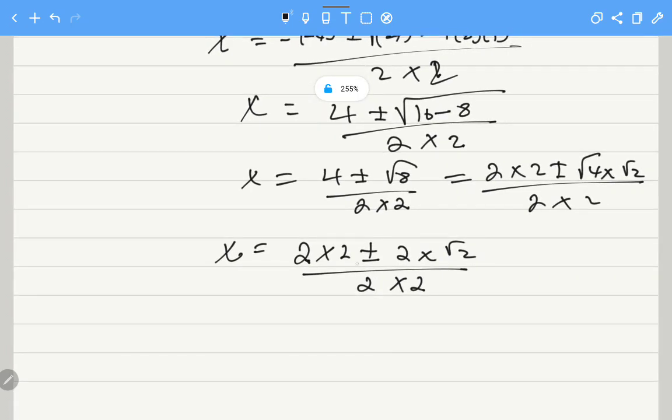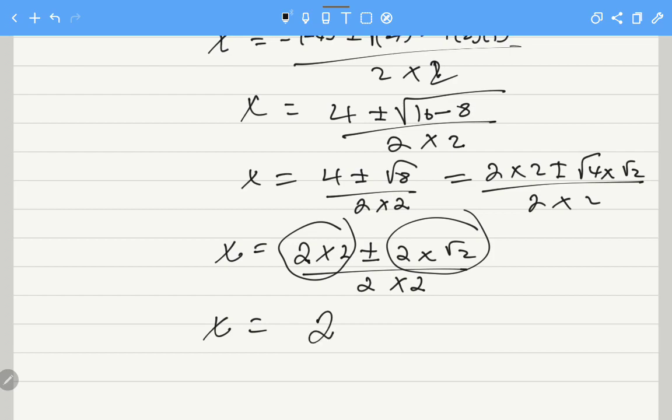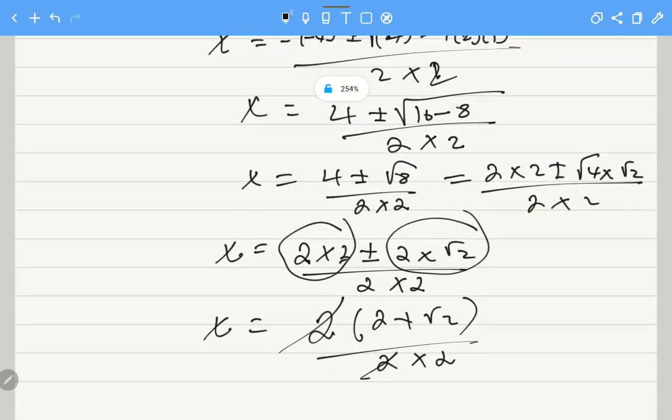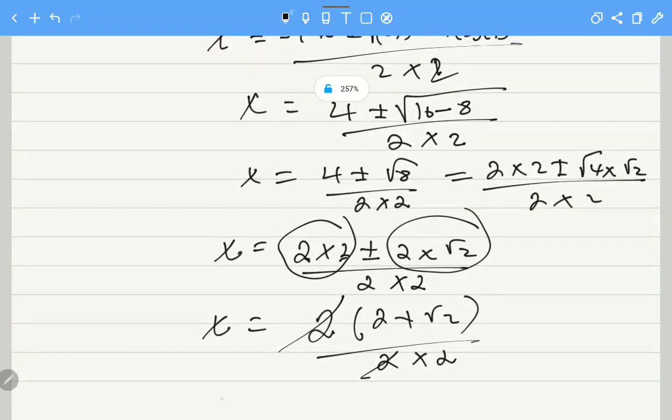Now for these two terms, you're going to take 2 common. So your x is equal to 2 into 2 plus or minus root 2, over 2 times 2. Now you can cancel one of the 2's because both are dividing the same thing. So your x is equal to 2 plus or minus root 2 over 2.